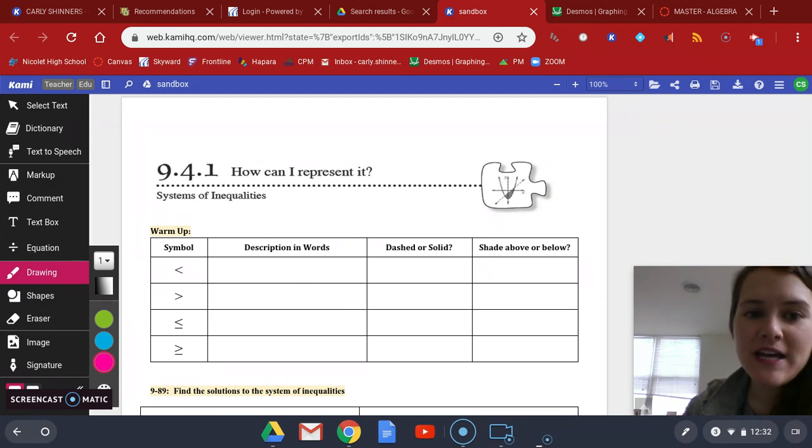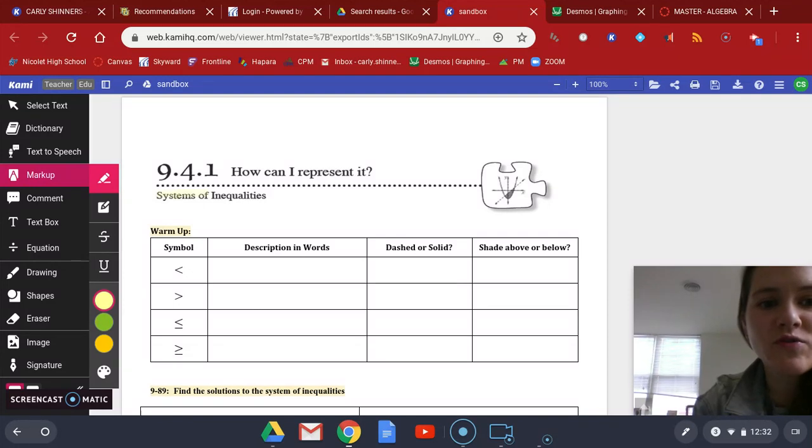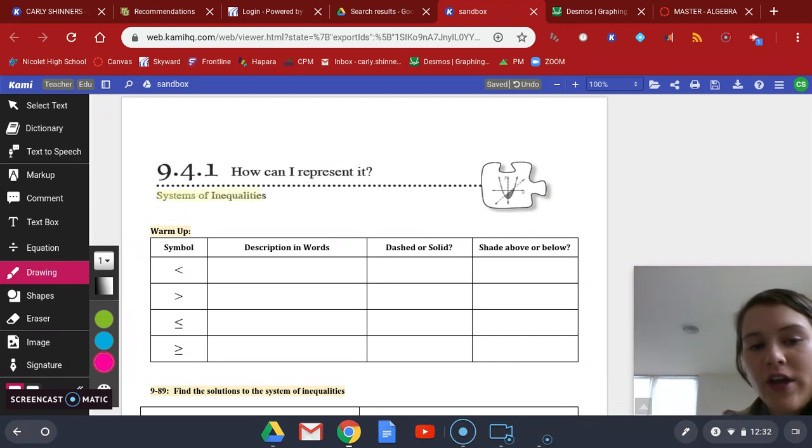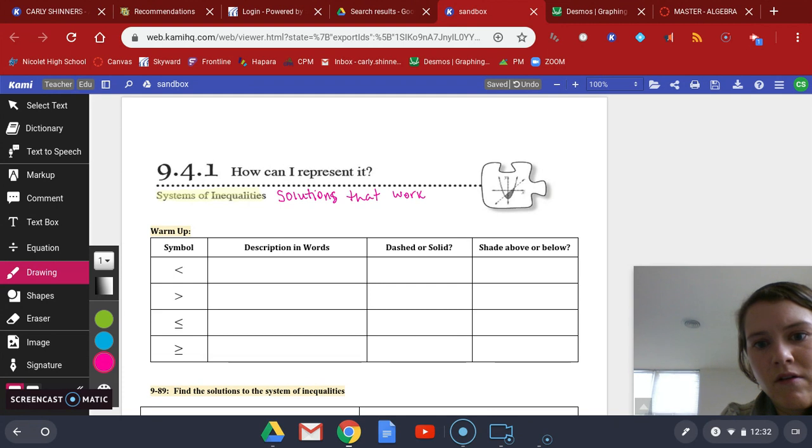How can I represent it? Systems of inequalities. Just like earlier in the year when we looked at systems of equations, we are going to be looking for solutions that work for one or more inequalities.